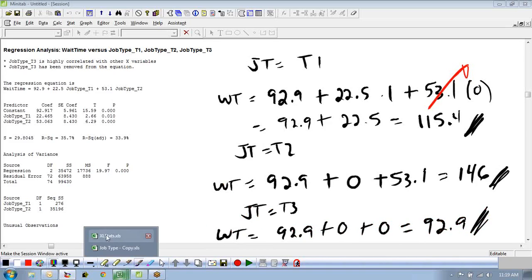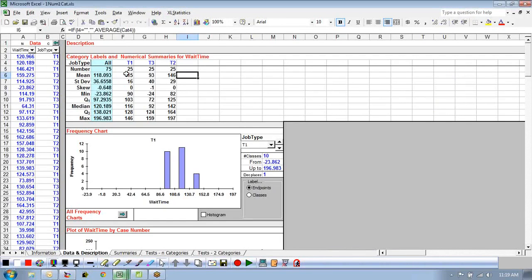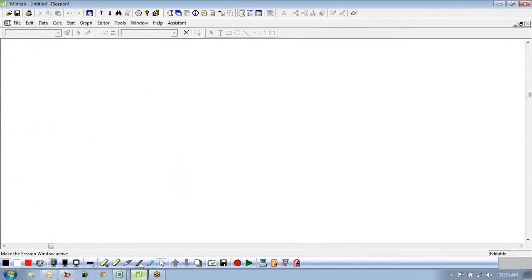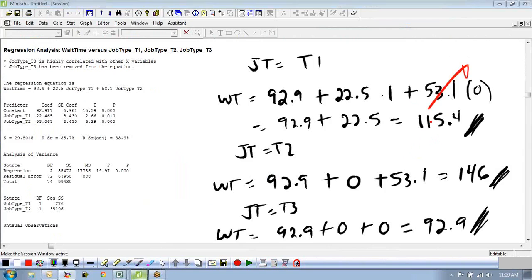Okay, now if we go back to our original Excel stats, that's exactly what we got. For job type 1, we got 115. We put one more significant digit so we'll see it's right, 115.4. Type 3 was 92. I don't know why it does T1, T3, T2, but anyway, it does. T3 was 92.9 and T2 was 146.0. That's exactly what we got out of our model in Minitab. Right? Okay, 115 for type 1, 146 for type 2, 93 for type 3.